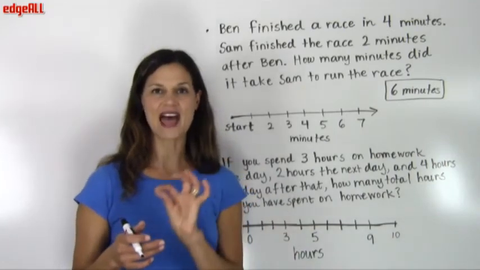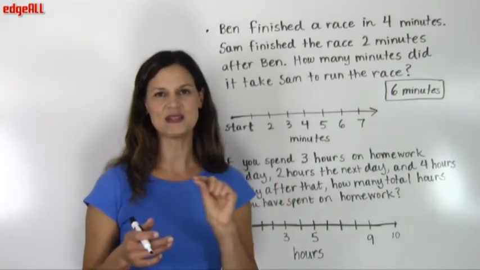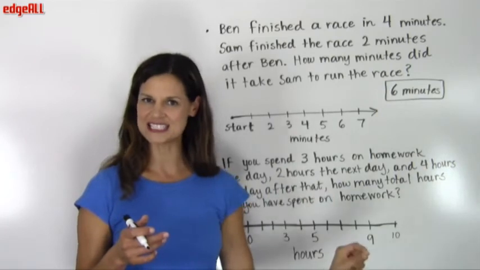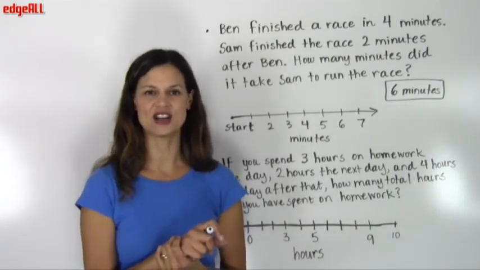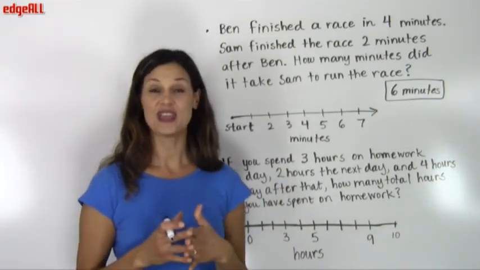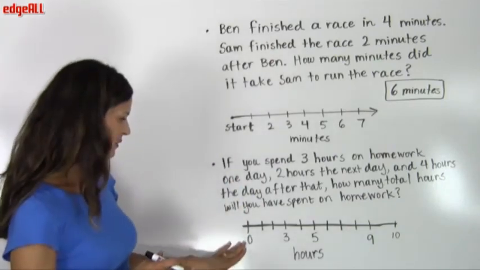And we can just add the numbers together. 3 plus 2 plus 4 equals 9. And we have our answer of 9 hours. We can also solve this using a number line.